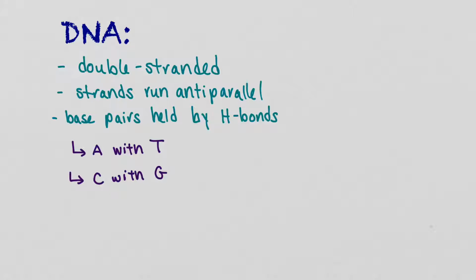So DNA is a double-stranded molecule, so the 2 strands actually run anti-parallel from one another, and they're held together through hydrogen bonds between the nitrogenous bases, and those bases are called base pairs. So you would have adenine forming hydrogen bonds, actually 2 hydrogen bonds with thymine, and cytosine forms 3 hydrogen bonds with guanine. And these 2 pairings are called complementary base pairs. So adenine is complementary to thymine, and cytosine is complementary to guanine.